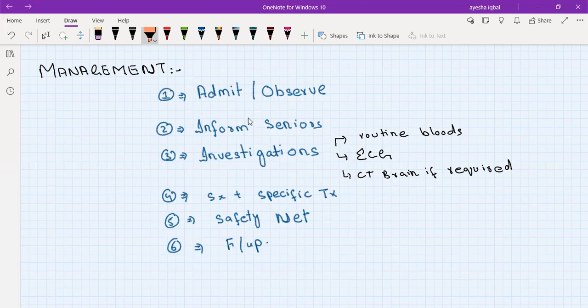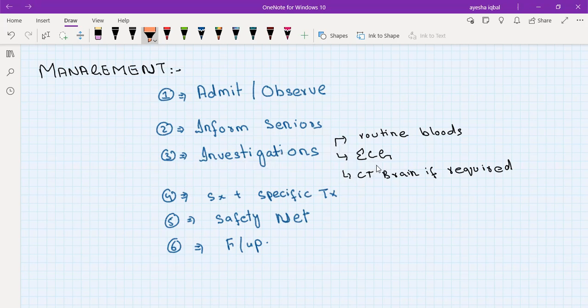So, either admit or observe depending upon the cause. Then we will inform seniors. We will order some investigations. These are quite general investigations. Depending upon the specific cause, you will add further investigations as well. So routine blood tests, that is CBC, LFTs, RFTs, urea and electrolytes, ECG tracing of the heart to look for arrhythmias, and CT brain if required.